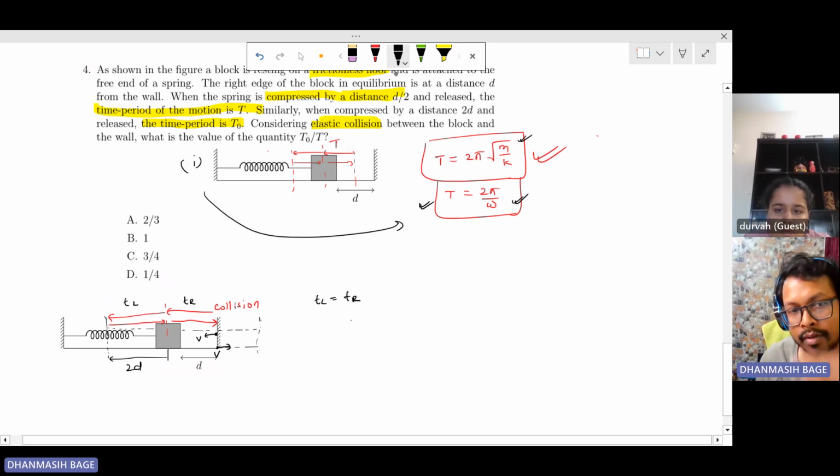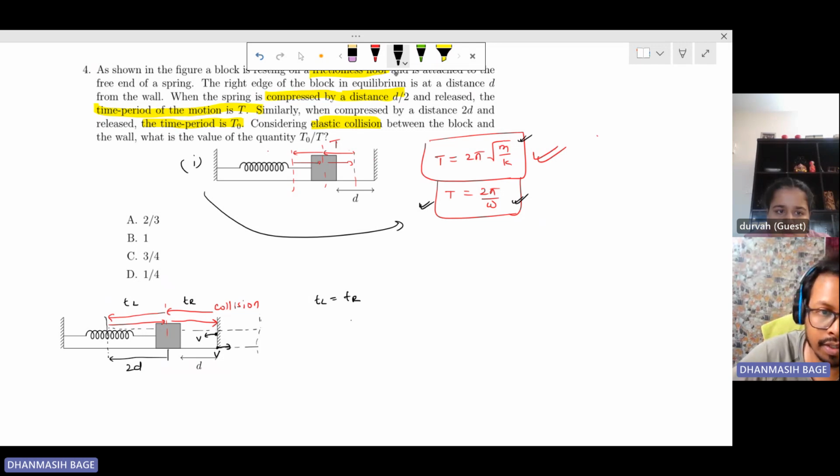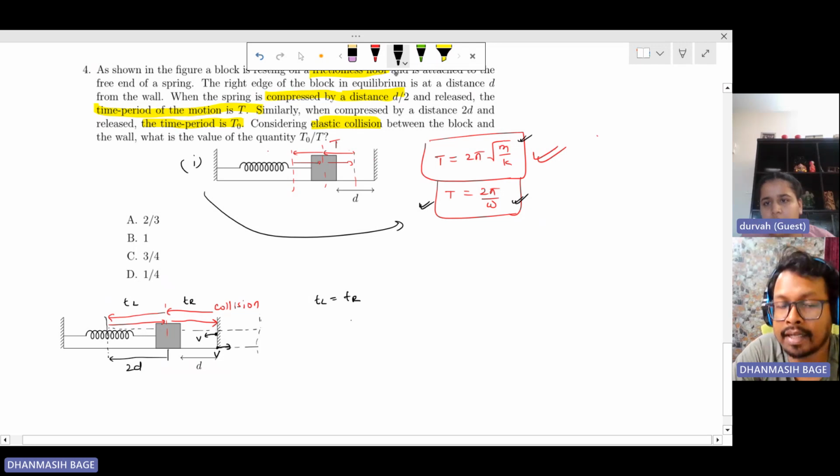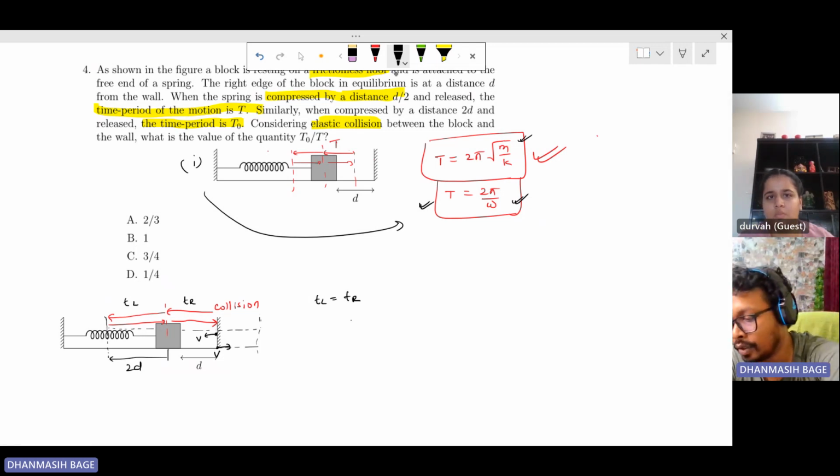During the collision, it will remain in contact with the wall for some time, and then again, it will come back in this direction. And it will cover the distance in the same amount of time. Okay, that is the key idea to do this. Can you now think of an answer?